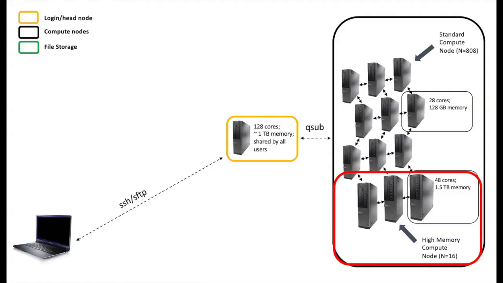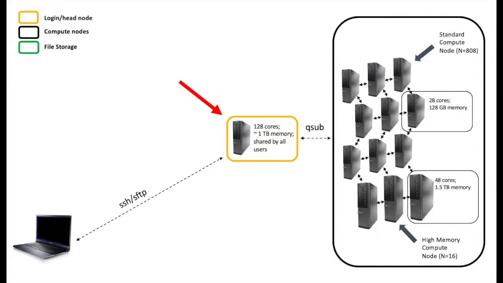Then on top of that, there's an additional set of nodes that are called high memory nodes. There are 16 of these, each containing 48 processors, and having 1.5 terabytes of RAM. These can be explicitly requested if you have computing tasks that require more RAM than the standard nodes have available. So adding up both the standard and high memory nodes, the compute cluster of the Owens supercomputer offers a total of comfortably over 23,000 processors.